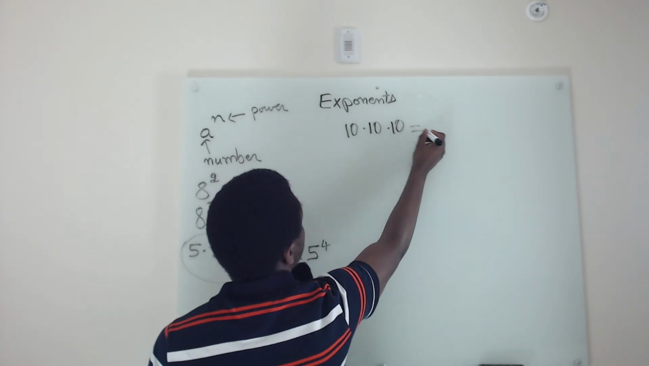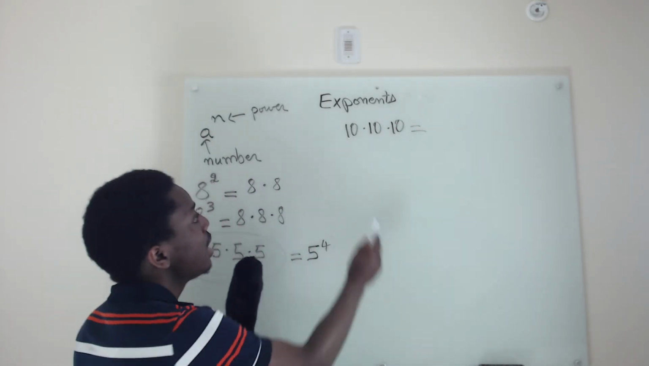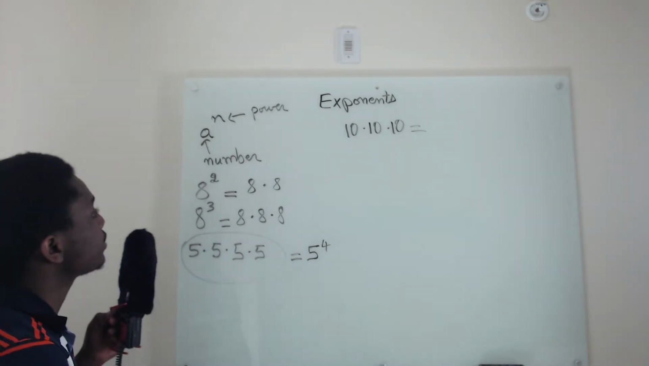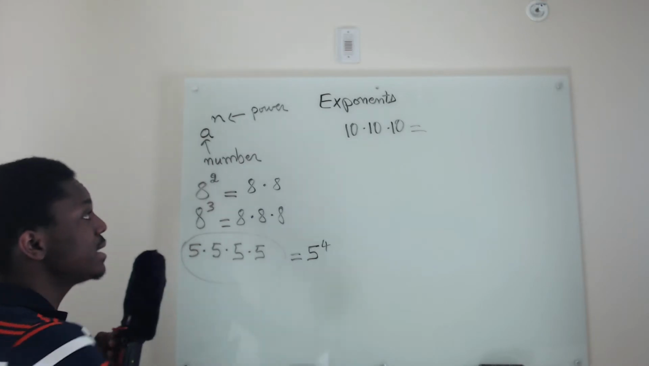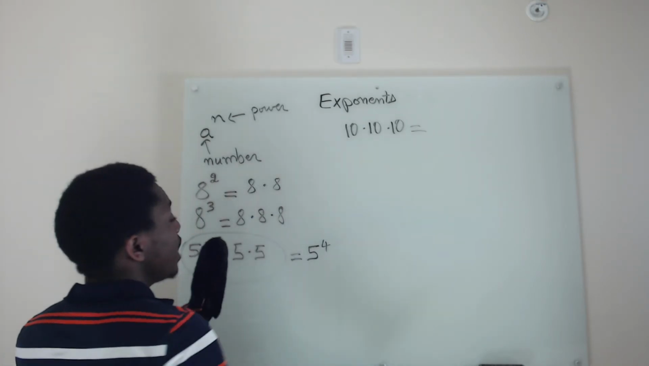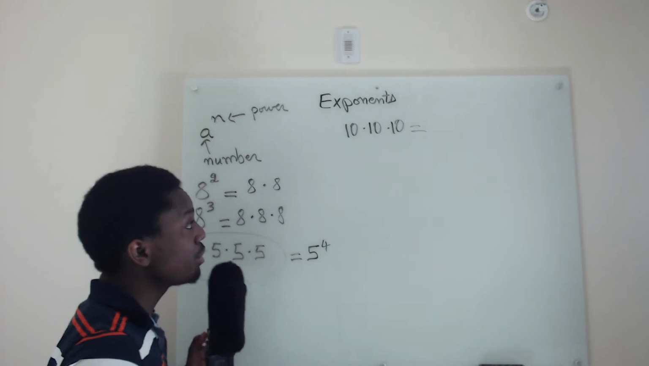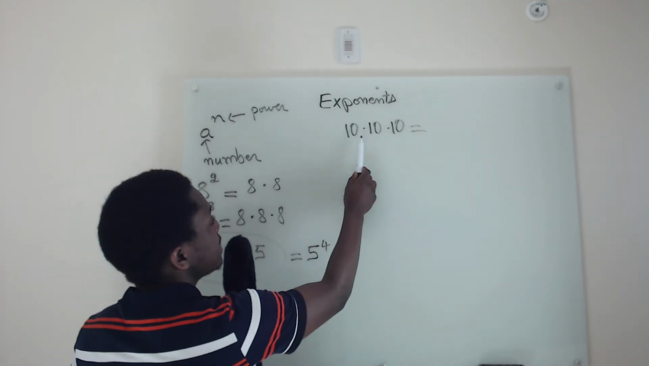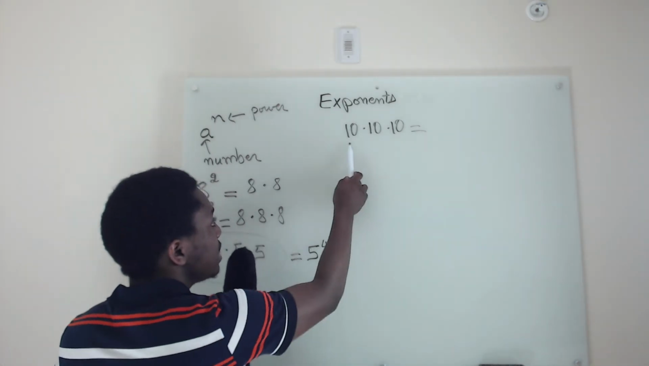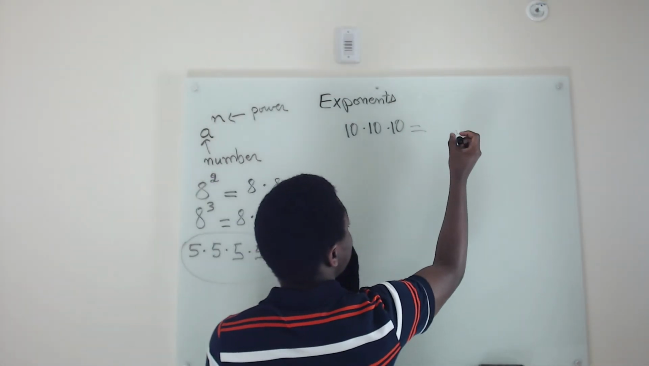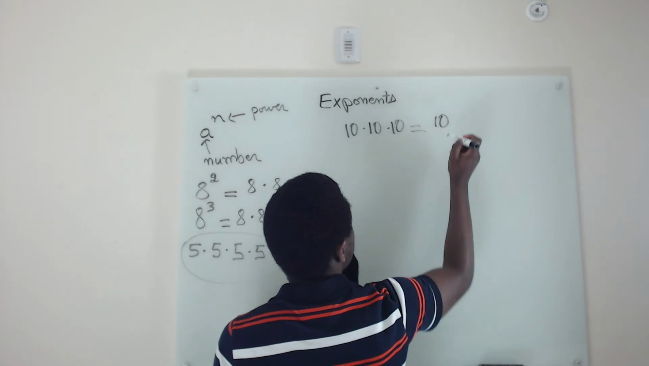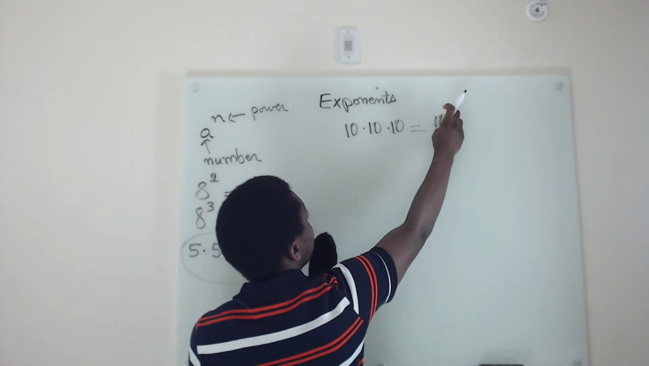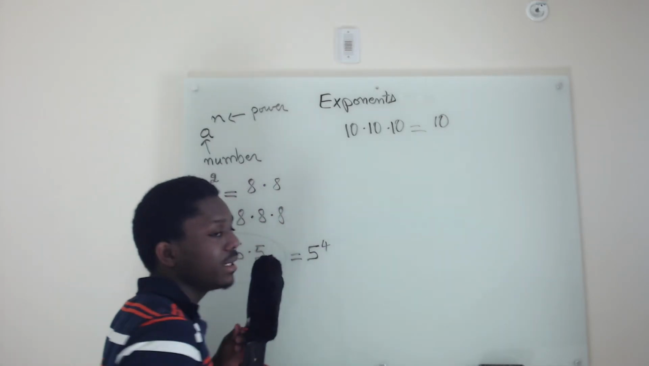And when we take another example, for example, 10 times 10 times 10. And the question says, write this in exponential notation. So to write this in exponential notation, we have to first identify the number that is multiplied by itself many times. So the number that is being multiplied here many times is 10. So therefore, I write the number 10.